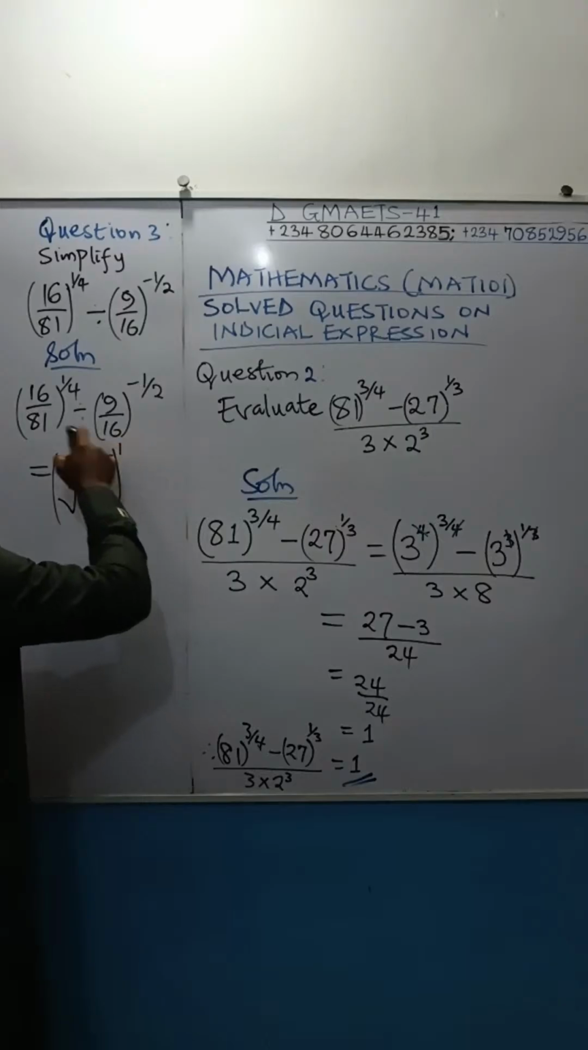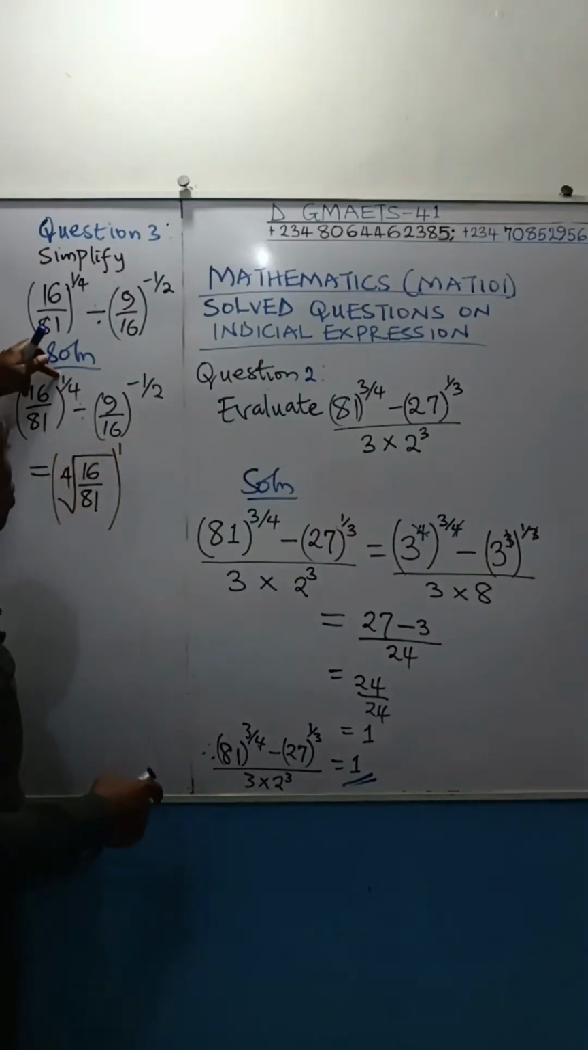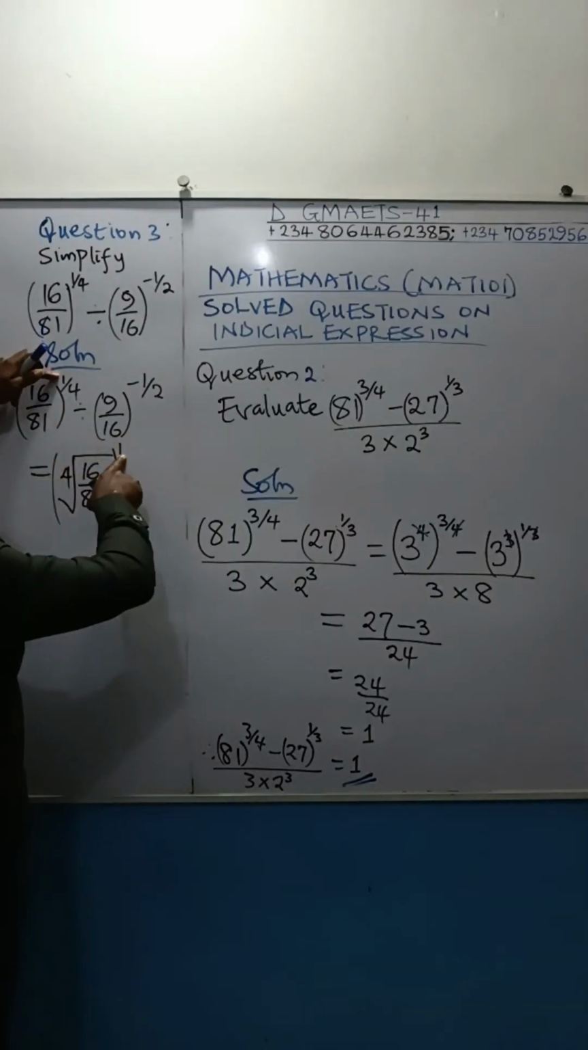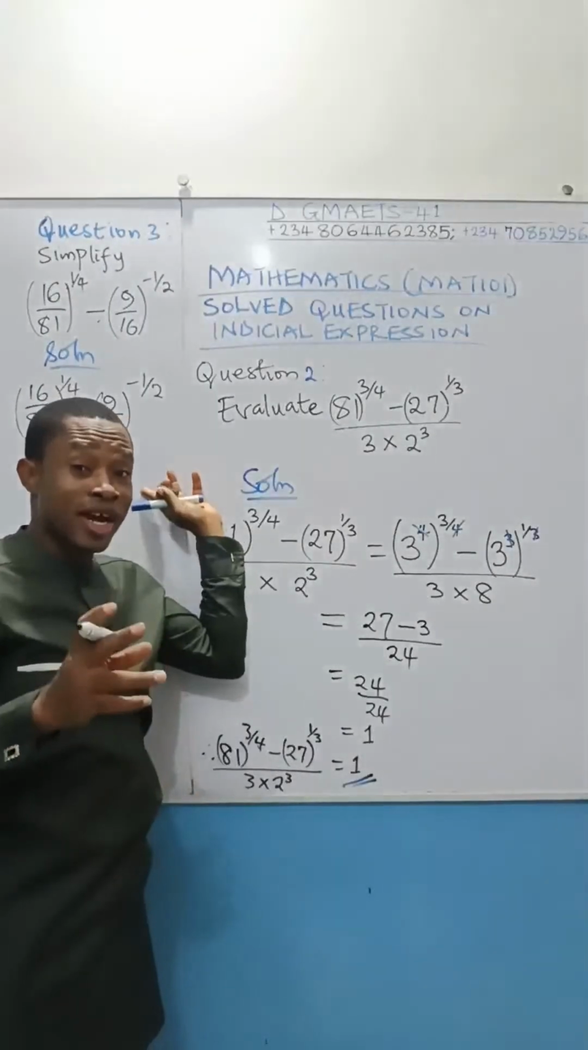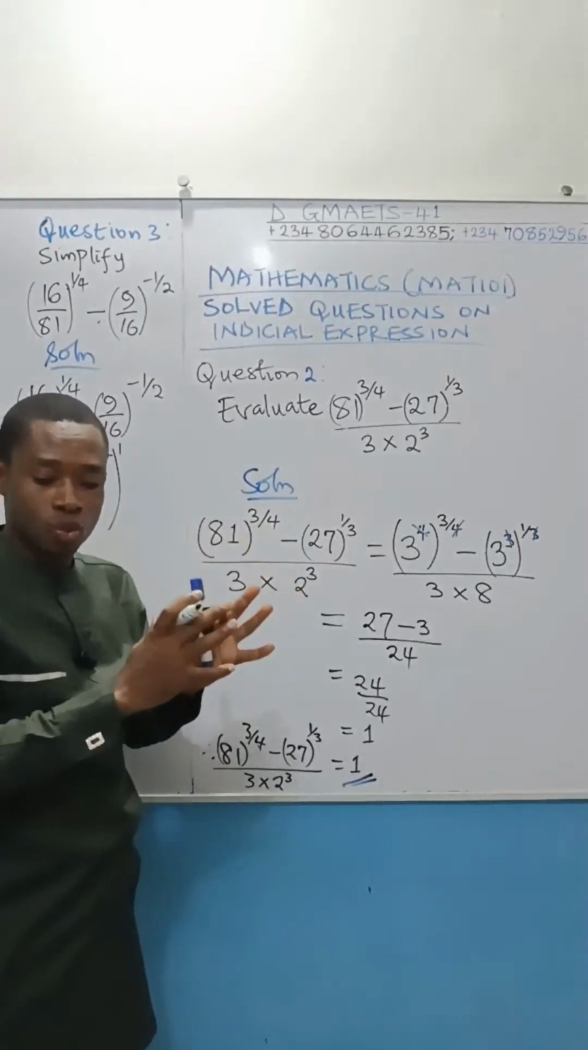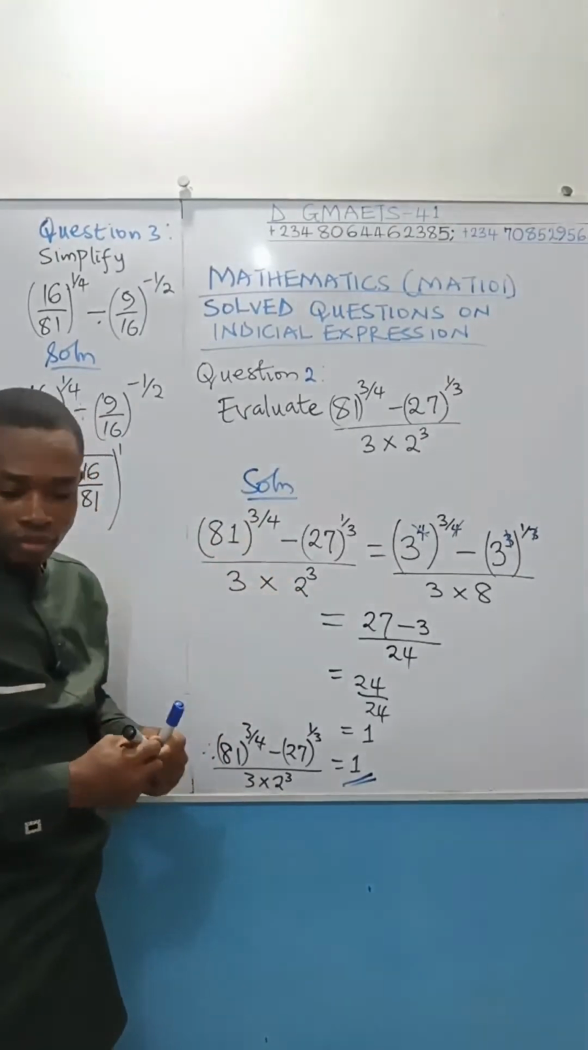Everything raised to power 1, because you have numerator here to be power 1. It's a waste of time writing 1 here. Anything raised to power 1 is that term. I just have to write it here so that you can follow through with what I am doing.